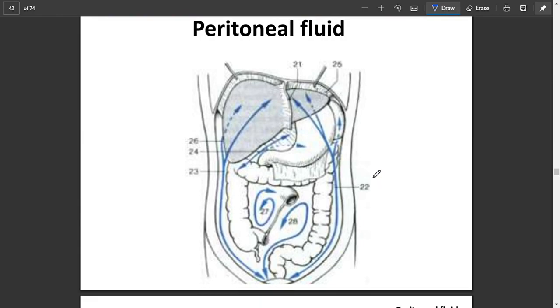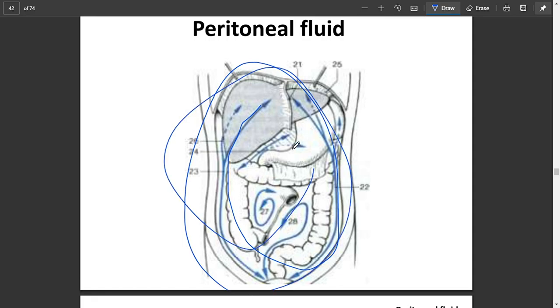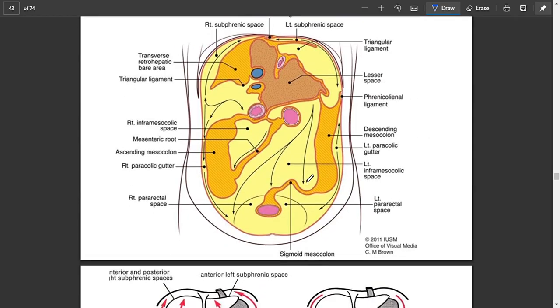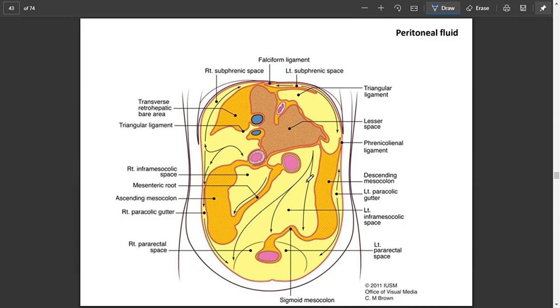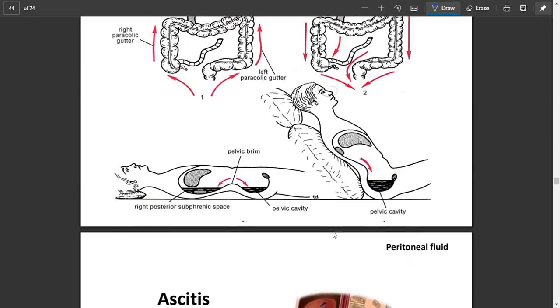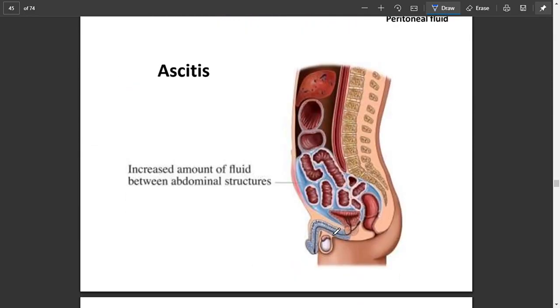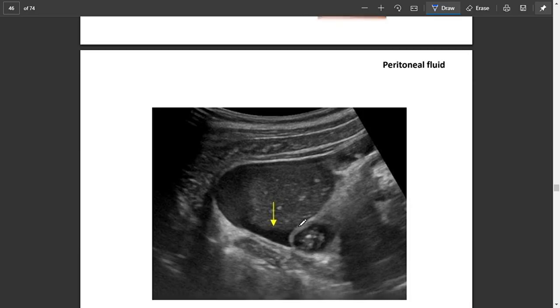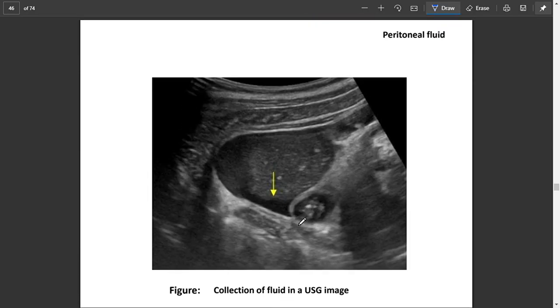Peritoneal fluid. Of course there's fluid floating inside. As you can see, it is covering the whole body actually, and these are the spaces, and we don't need to concern ourselves with this. Ascites is when there's excess fluid accumulation, and it is checked by fluid thrill, shifting dullness or other methods. This is the peritoneal fluid.